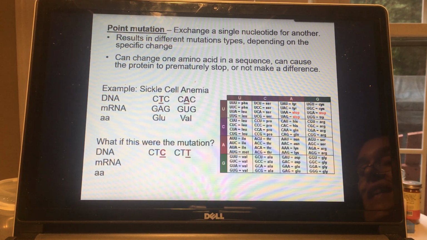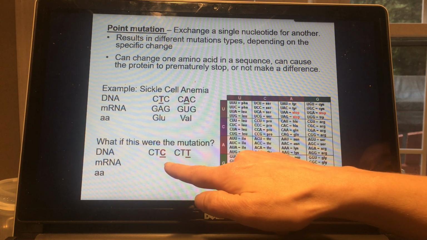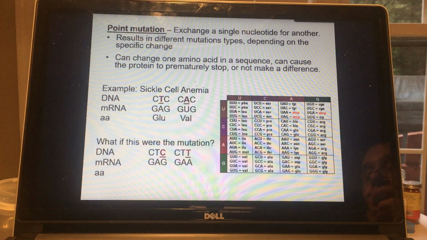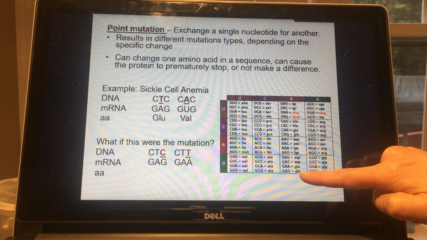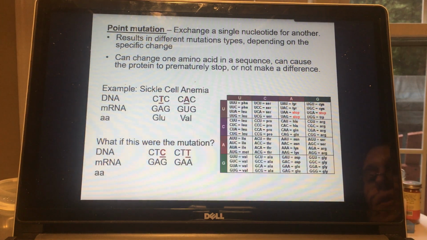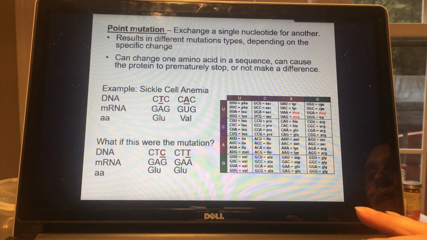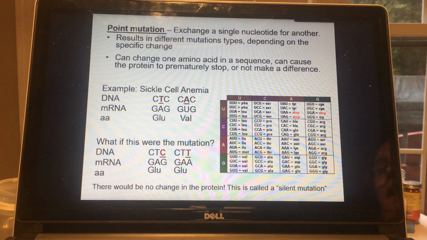What if CTC were replaced by CTT? So then our mRNA would go from GAG to GAA. And then if you look at the codon chart, you go GAG, right? And GAA, they're right next to each other. And in both cases, both of those codons code for the same amino acid. So here you have no change whatsoever. And this is called a silent mutation. So point mutations can be silent mutations and not cause any change in the protein. That can't happen for a frameshift mutation.